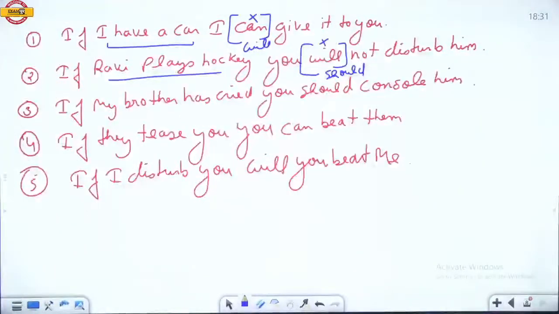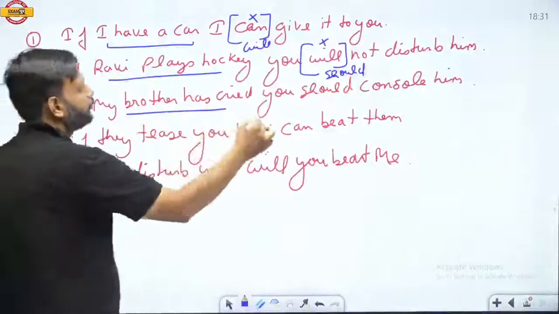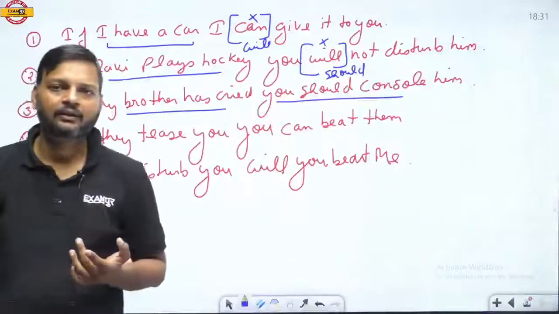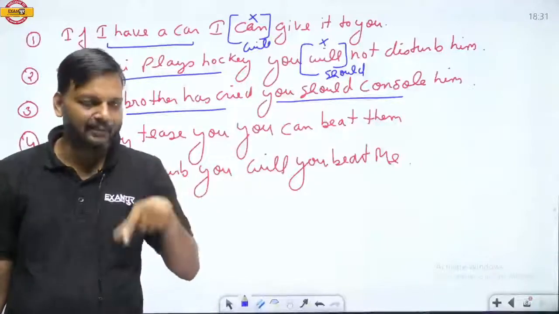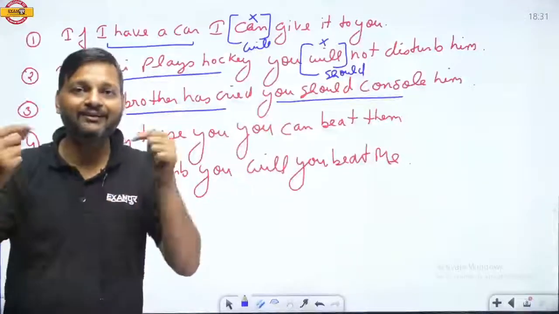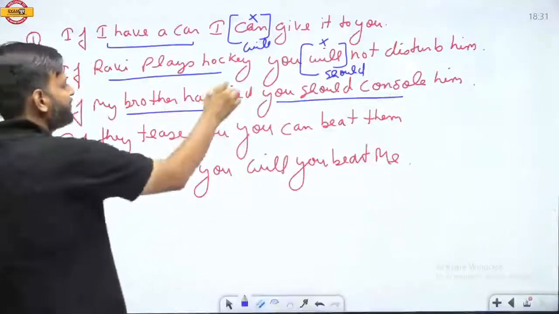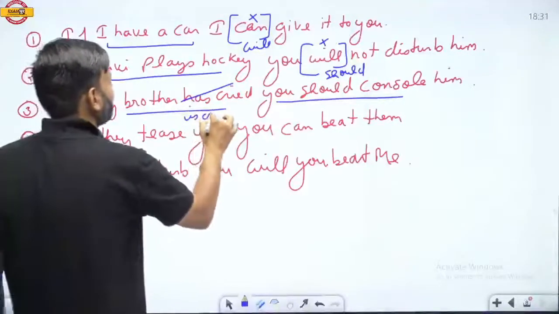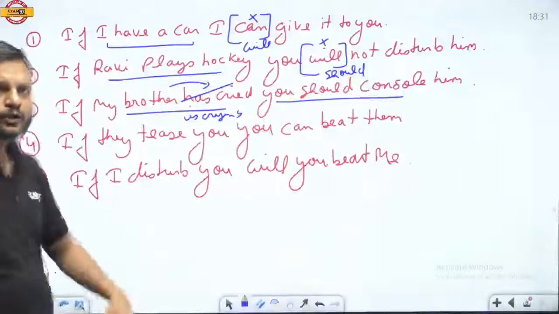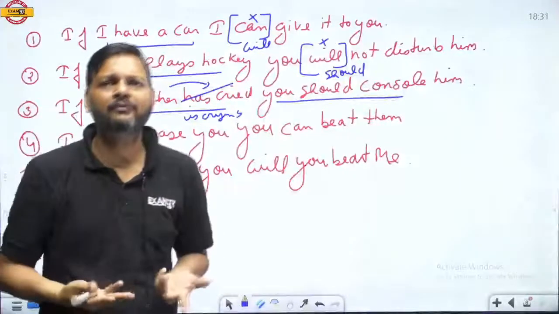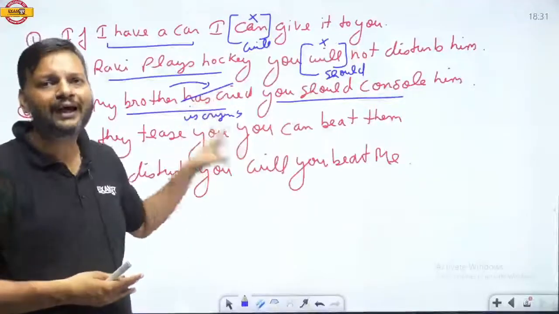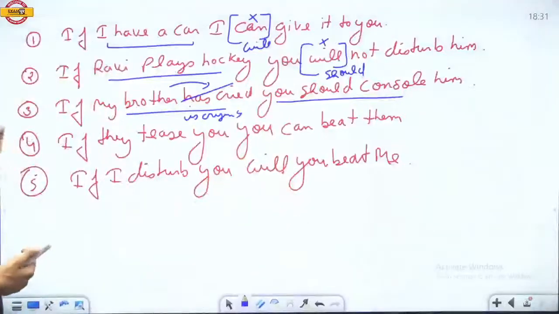In the third sentence, if my brother has cried, you should console him. When do we need to console someone? If he has finished crying and has calmed down, or if he is still crying? We need to console someone if he is still crying. So in place of has cried, you have to use is crying. Because if he has finished crying, you do not need to console him, because he has consoled himself. We need to console someone when he is still in grief. So has cried is wrong, is crying is correct.